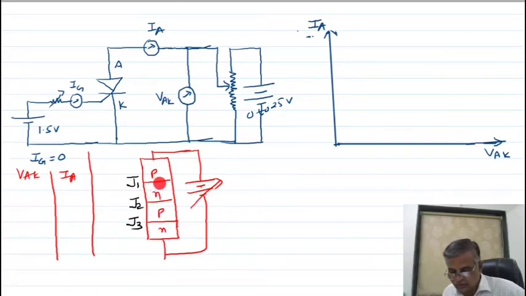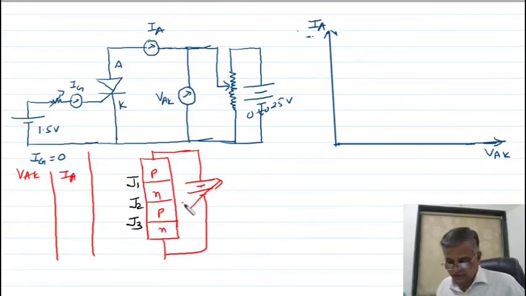This positive, and here you are getting negative, here you are getting positive. For this junction, this voltage will be in what? Reverse bias. So I can say this positive will come here, this negative will come here. So for this PN junction, you can say junction J2 is in reverse bias. I think it is clear to you.